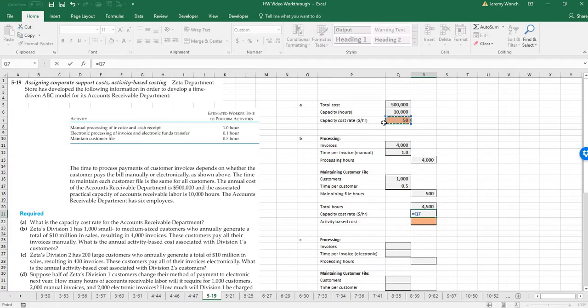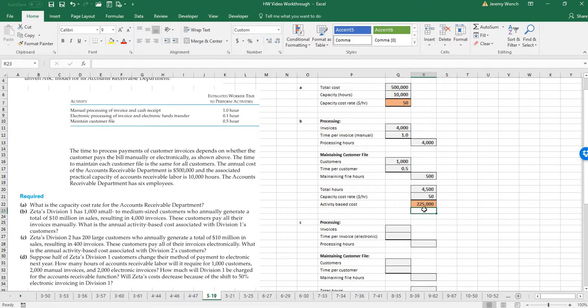We already figured out our capacity cost rate of $50. If we multiply those, that's $225,000. So what's that saying? Out of all of the costs that the department incurs, which is $500,000, we would allocate $225,000 to Division 1 based on their activity.